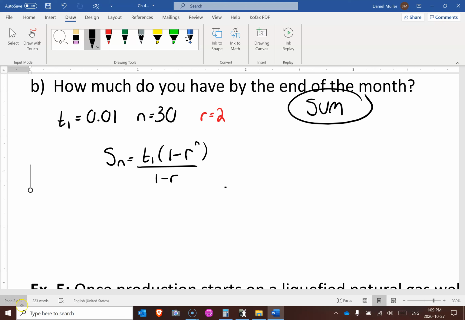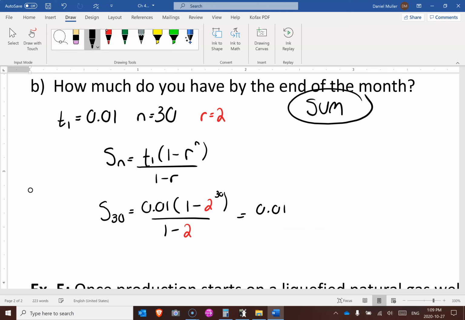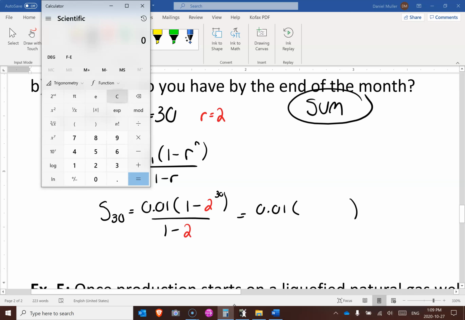And let's see if I can straighten this out. So I have a sum of 30. The first term, obviously very little, 0.01. That's my T1. 1 minus R, which in this case is 2. I don't need it in brackets because it's not negative. To the n, what's n? 30. Okay, all over 1 minus 2. Okay, so I got 0.01 times, now this is not a fraction, this is 2 to the 30. I don't even know if this is going to be in my calculator. Let's just try it. So can it go 2 to the power of 30? Yeah, look at that. It's a huge number.